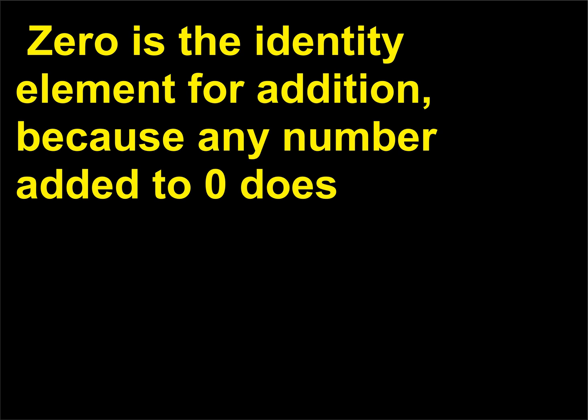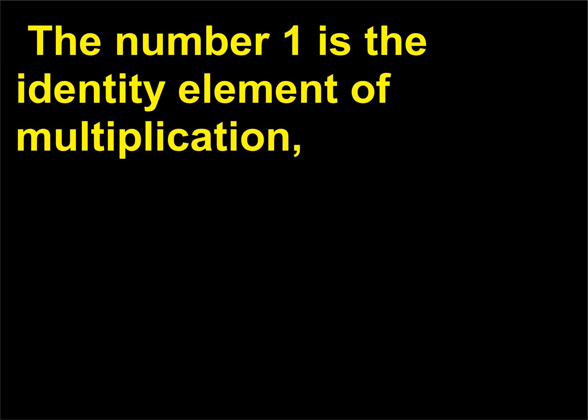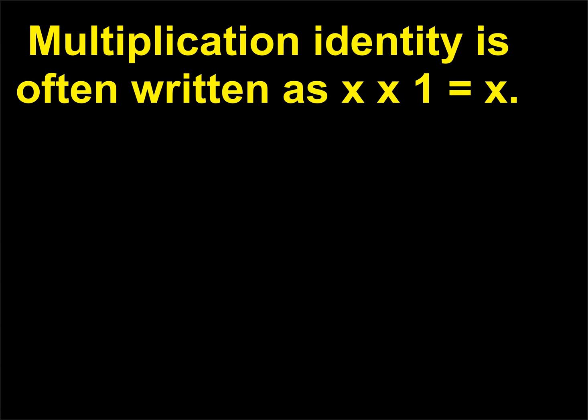0 is the identity element for addition, because any number added to 0 does not change the value of any of the other numbers in the operation, or x plus 0 equals x. The number 1 is the identity element of multiplication, as any number in an operation multiplied by 1 does not change the value of that number. Multiplication identity is often written as x times 1 equals x.